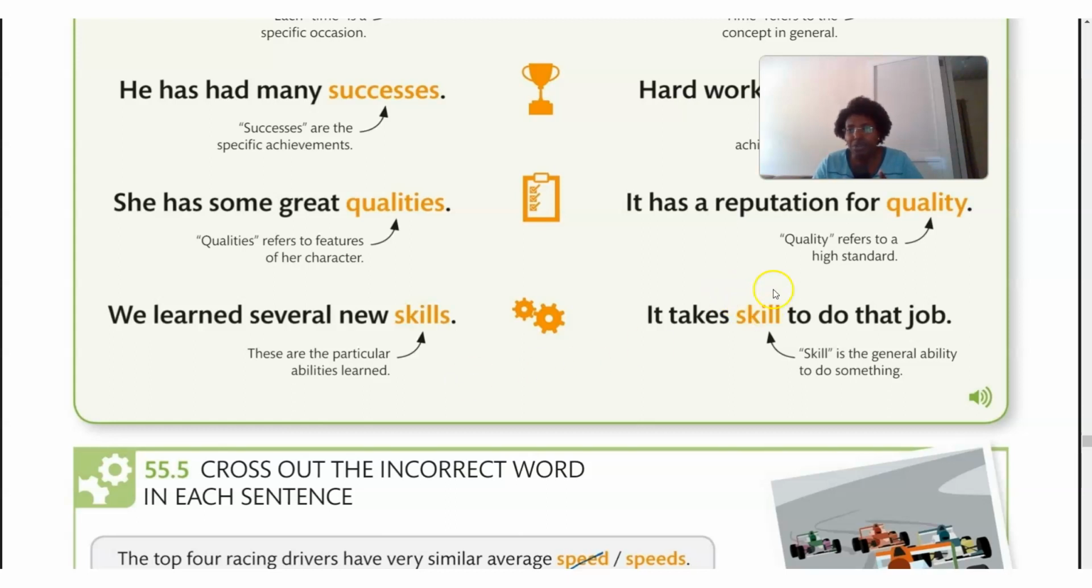If we're talking in general, skill in general, it takes skill to do that job. Again, are we talking about a specific skill? No, just talking in general. So it's the general ability to do something. So hopefully you see the difference between the 2 types of nouns, even though it's the same word.